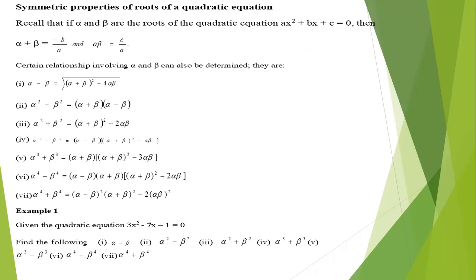What do you expect to do? We want to find alpha minus beta. We want to find those symmetric properties. The first thing you need to do whenever you are given a quadratic equation is to get the sum of the roots and the product of the roots.